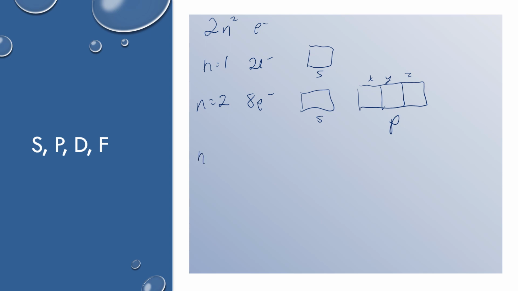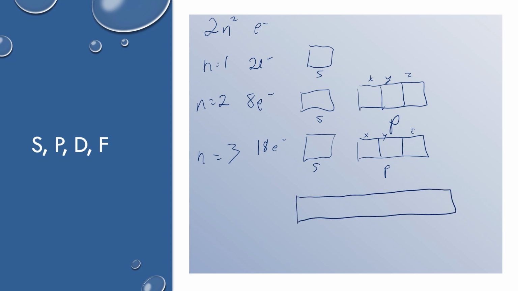Then we have, in the third energy level, there can be 18 electrons. So 2 can fit in S. And then we've got our P, X, Y, Z. So we can get up to 8. And then you can get into the D. Now, D sublevels have 10 possible electrons because there are 5 orbitals. So 5 orbitals, different orientations.